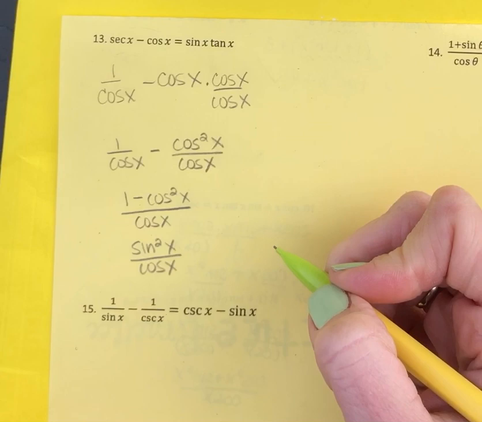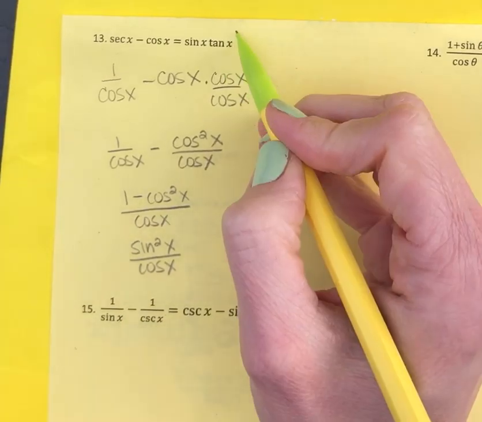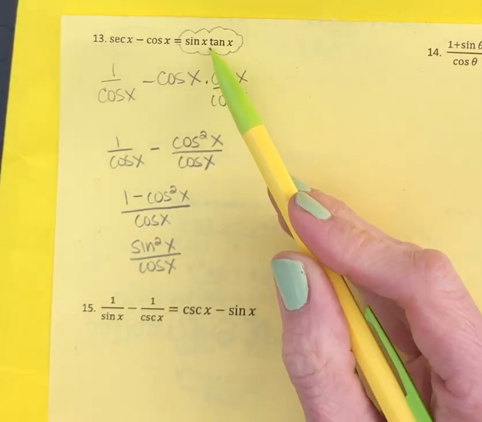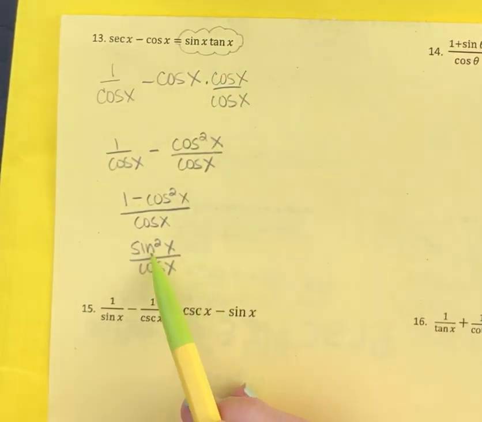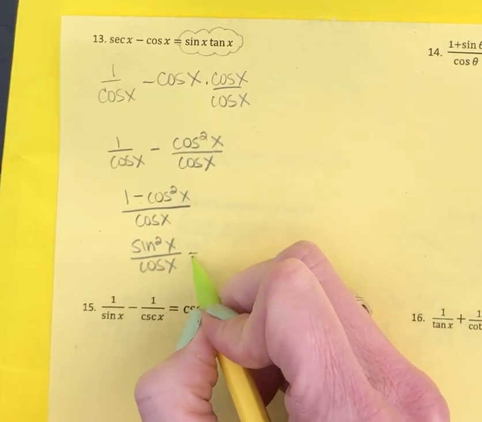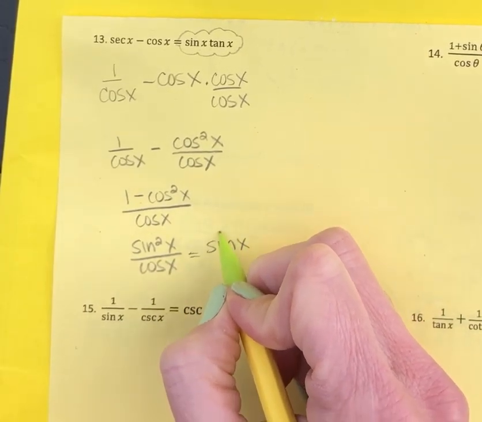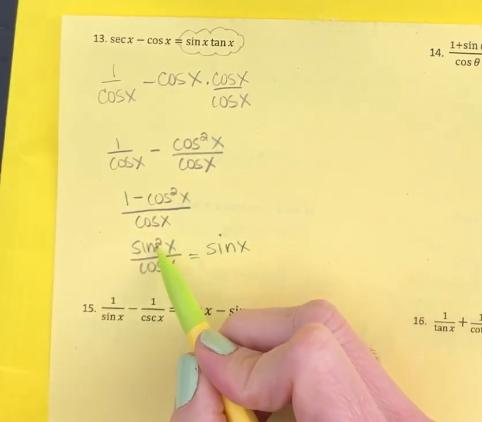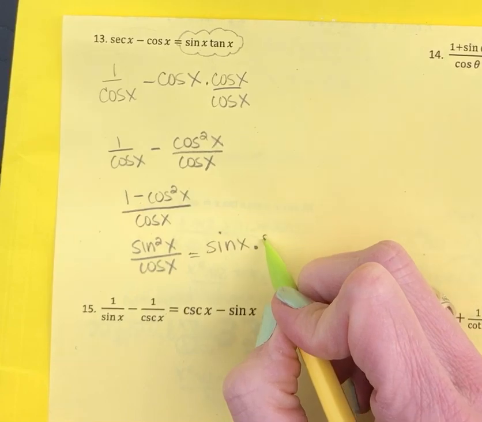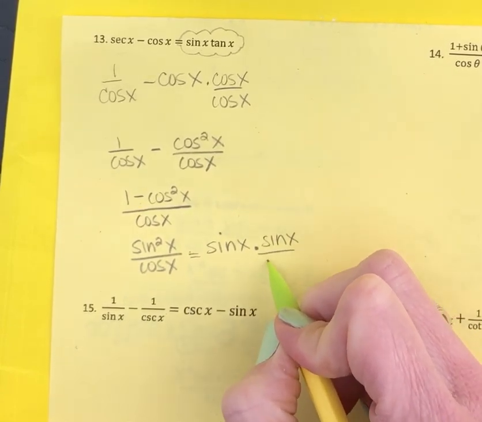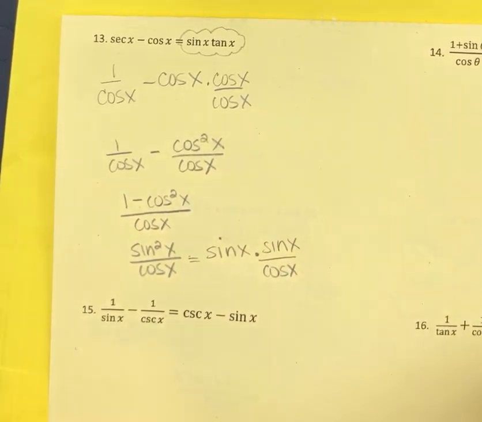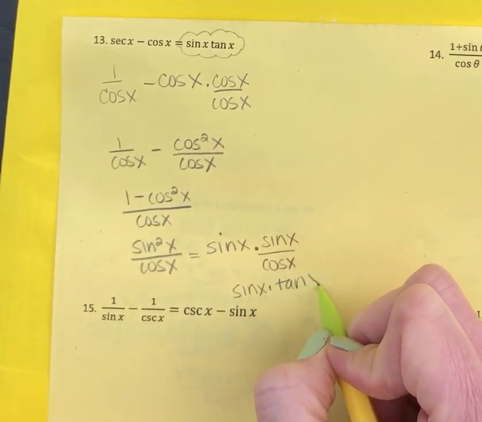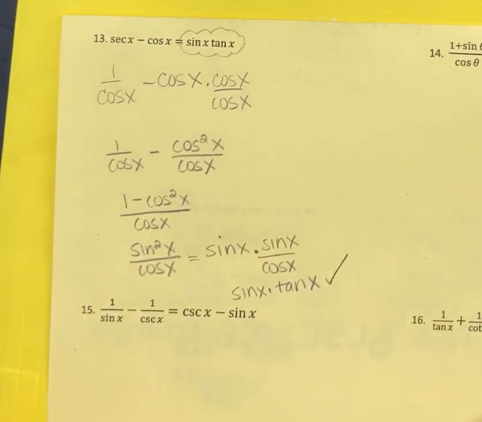So now you might be thinking you're not sure where to go. So look at what you are trying to prove. You want to end up with sine times tangent. Well, right now I have a sine squared. I need the sine, so I'm going to take that one out. Now I also need a tangent. So if I take one of the sines out, I'm still left with another sine over the cosine. So that gives me sine times tangent. Okay, so that's number 13.